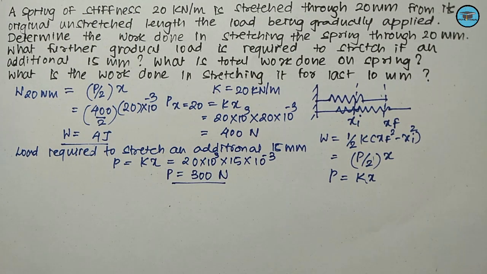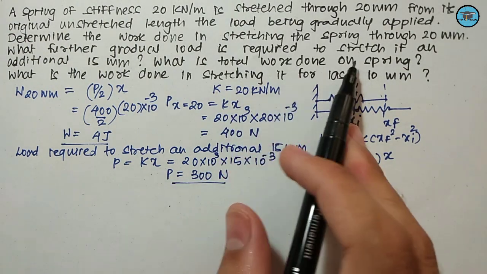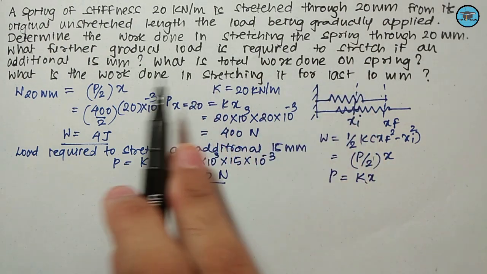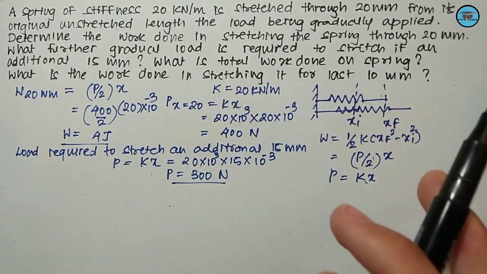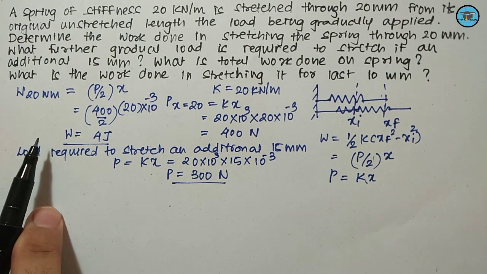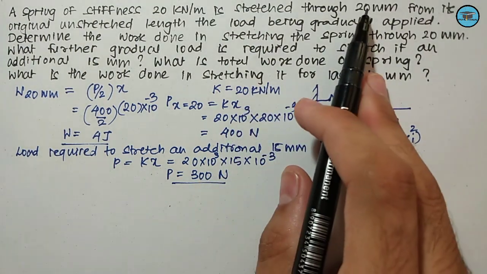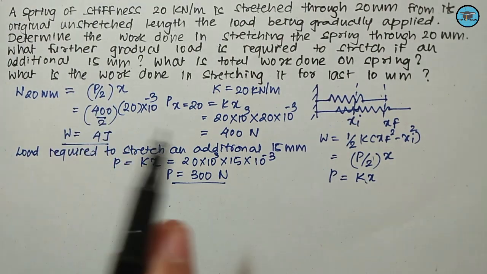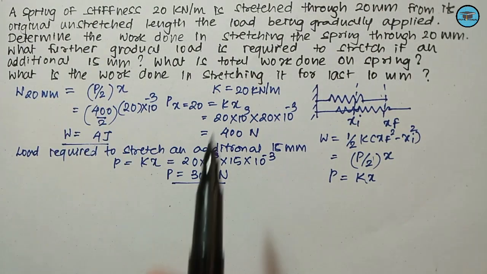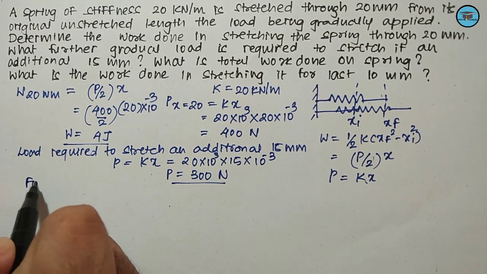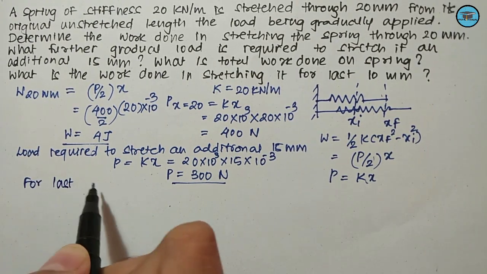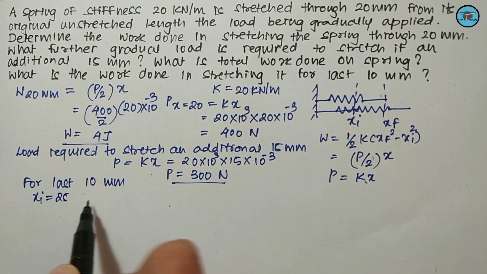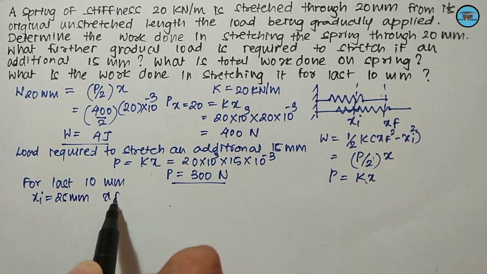Okay, now before calculating the total work done on the spring, let us calculate the work done in stretching it for the last 10 mm. Initially the spring was stretched by 20 mm and afterwards it was stretched by 15 mm. So for the last 10 mm, that is from xi is 25 mm and xf is 35 mm.